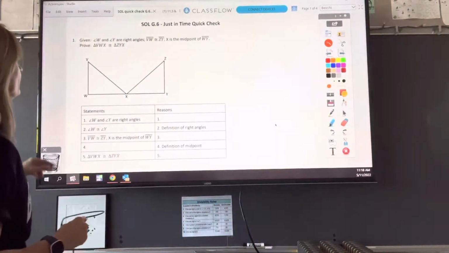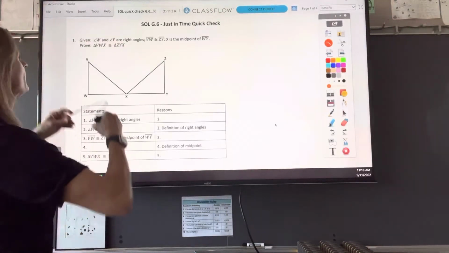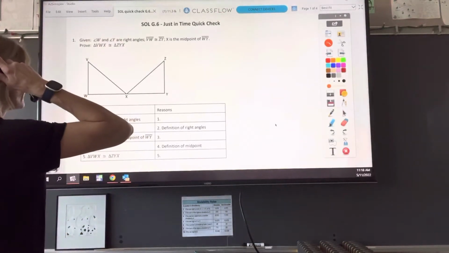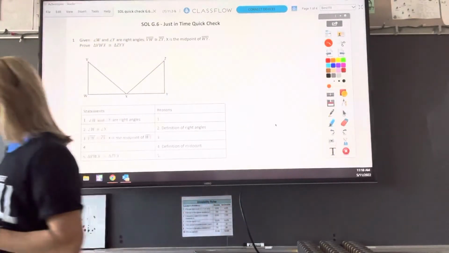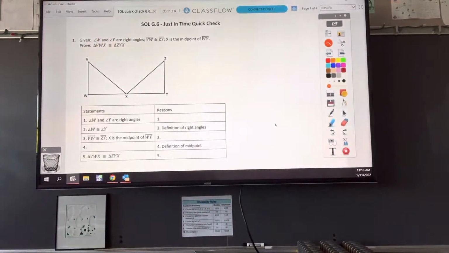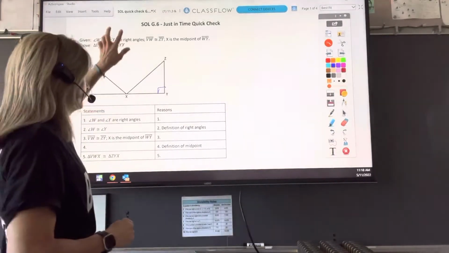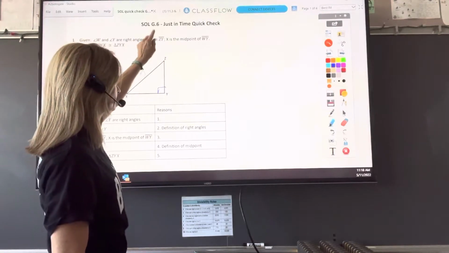So, given angle W and angle Y are right angles. This is given information, it's at the top, it's not on the diagram. So let's go ahead and start by putting that information on the diagram. VW is congruent to ZY.